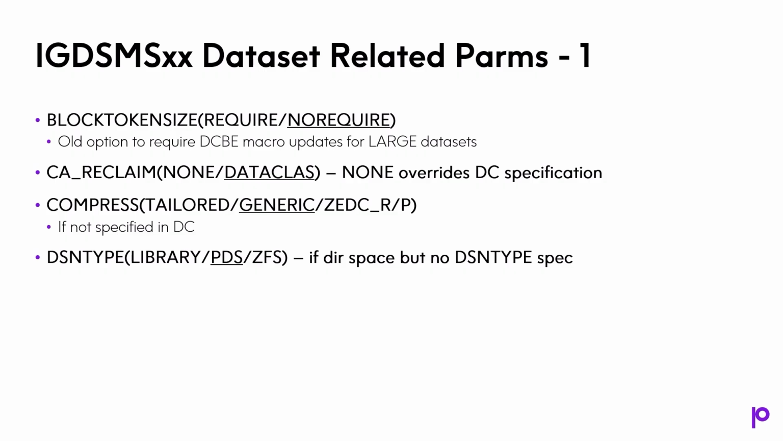But if I want to make a PDSE the default when I specify directory space, instead of a PDS, and so I want to use PDSEs on a large scale, I can specify DSN type library so that if I specify directory space but I did not specify DSN type, I get a PDSE rather than a PDS. If you want to start really using PDSEs on a large scale, DSN type library would be the thing to do.